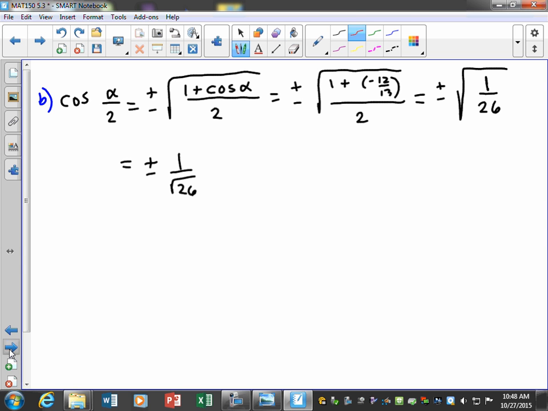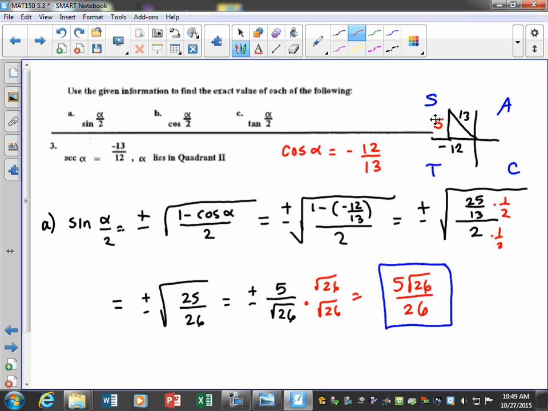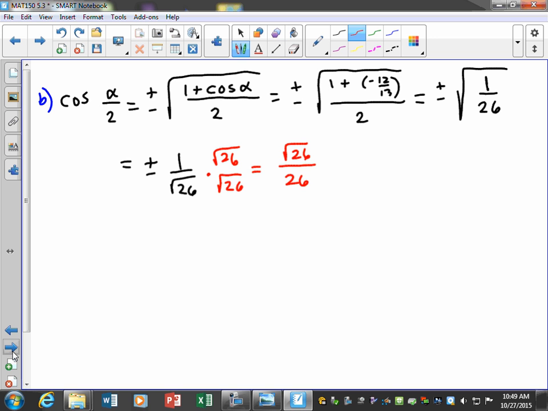And we want to rationalize our denominator here. So right here, just a lot of algebraic simplification. Square root of 26 over 26. Now, what is the cosine value in our quadrant 2? Well, cosine's only positive here and here, so that means it's negative everywhere else. So we're going to say that this one will get a negative. Good.